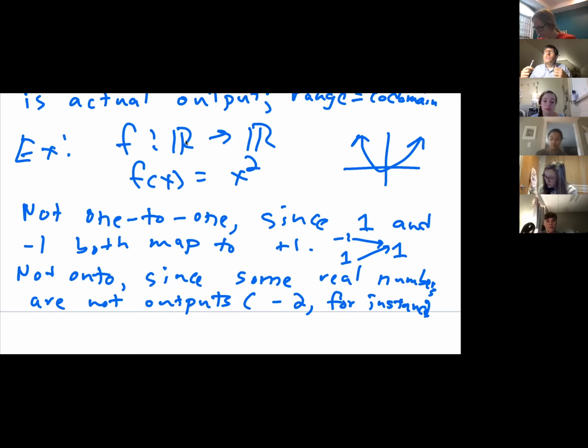So it's not onto. The range, the set of actual outputs, is just the set of non-negative numbers, whereas the codomain, the set of possible outputs, is all of the real numbers, right? And since the range doesn't fill up all of the codomain, this is not an onto function. So that was kind of fast. Again, I think you are hopefully familiar with some of this from calculus and that sort of thing. Do you have any questions about what these intuitively mean?